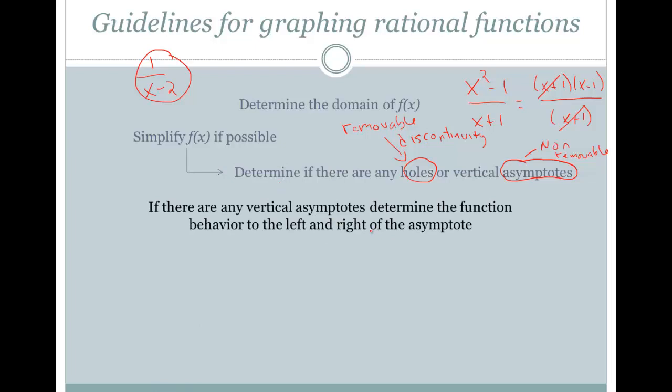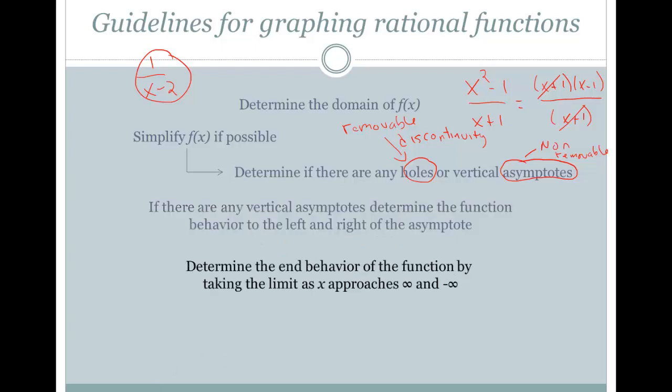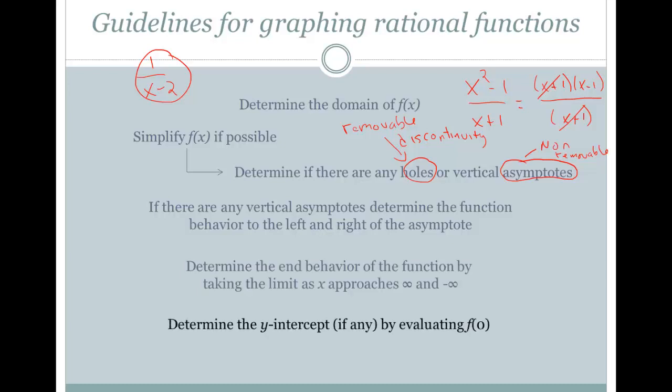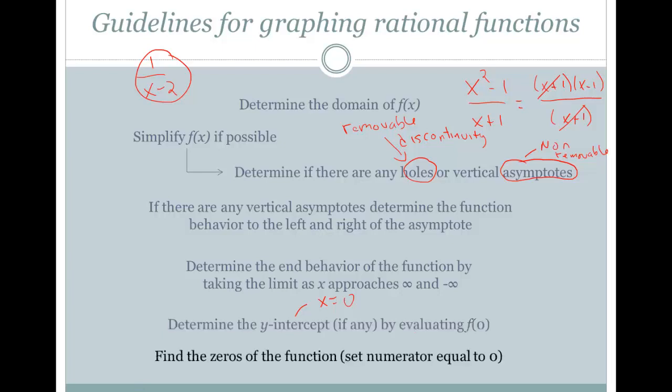If there are any vertical asymptotes, remember we talked about the limit from the left and the right to see what the behavior of the function is as we approach that asymptote. We needed to look at the end behavior, which was basically finding out what the function does as x gets really big, approaching positive and negative infinity. We wanted to determine any y-intercepts. Remember, the y-intercept is when we set x equal to 0. And we also want to find the zeros. So set the function equal to 0, and we spend a lot of time finding zeros of functions.